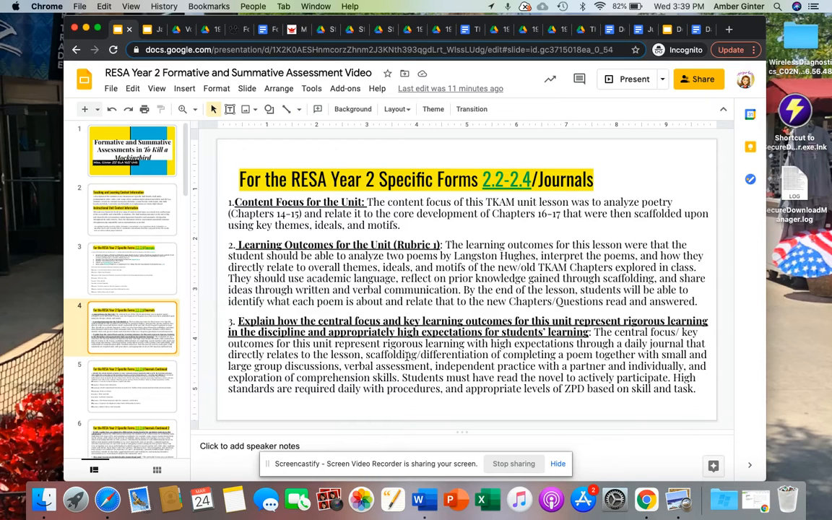I use scaffolding, differentiation through completing a poem together. We use small and large groups. We use verbal assessment, independent practice with a partner individually. And that kind of explores their comprehension skills, not only with me, but with a partner and individually and as a class. So students must have read the novel to actively participate.